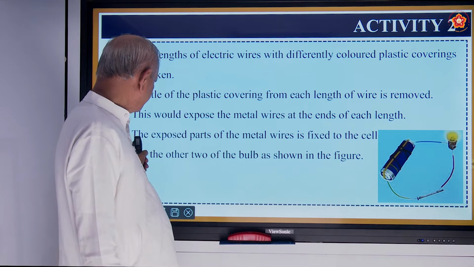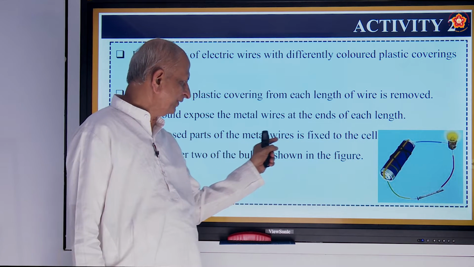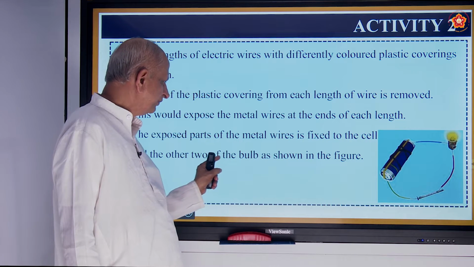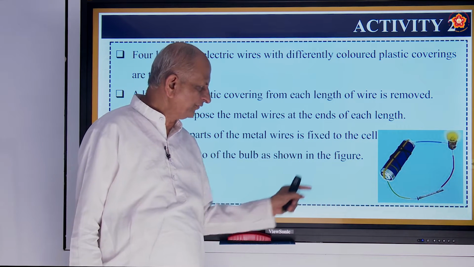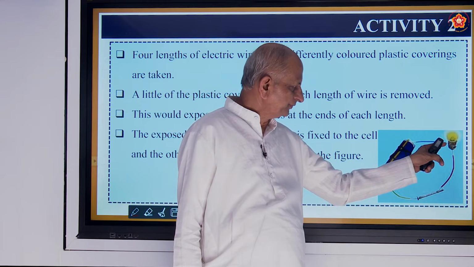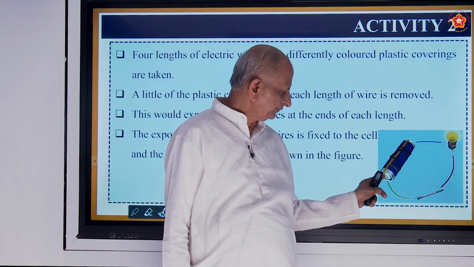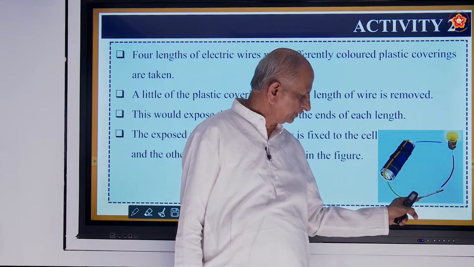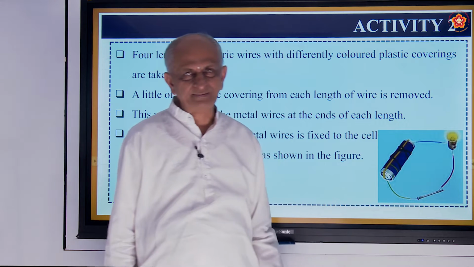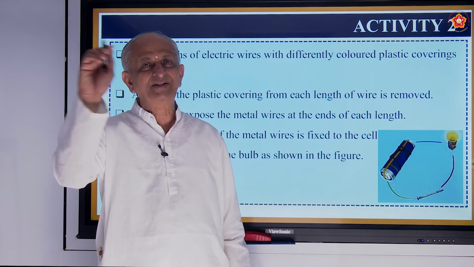You can see it. The exposed part of the metal wire is fixed to the cell and the other two to the bulb as shown in the figure. So these exposed parts are connected to a bulb here, connected to an iron nail here, and from here it is connected to the bulb again. That is what is called a simple circuit.